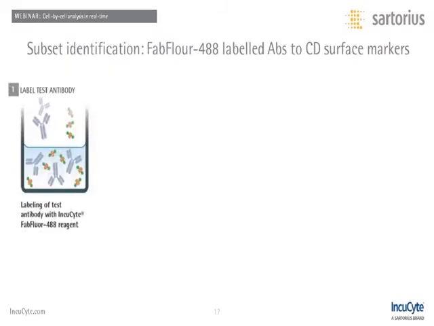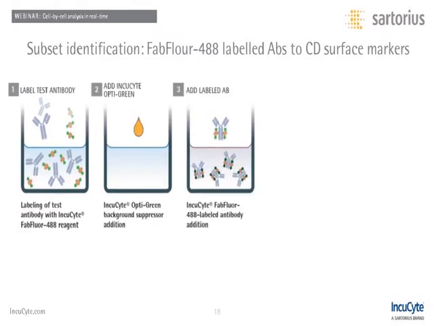We have a method for fluorescently labeling cell surface CD markers on live cells using our FabFlour-488 antibody labeling kit. The antibody raised against the particular marker of interest is firstly mixed with our FabFlour-488 reagent, which fluorescently labels said antibody. The Fab is raised against the Fc portion of the antibody, so the labeled antibody is still able to function and bind to the marker.